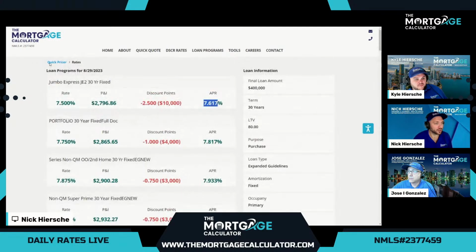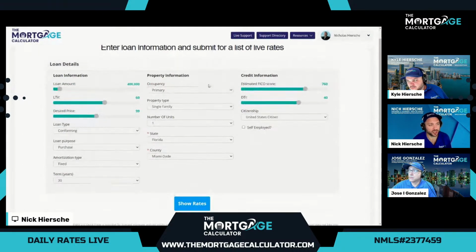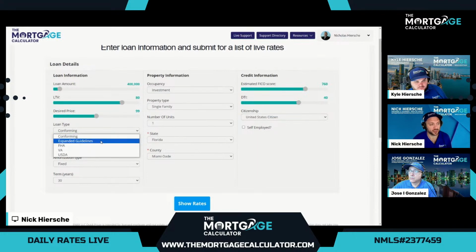Now, before we get into Jose's example, we always switch it up with some investment property live rates. So we love to work with investors, first-time investors, as well as seasoned investors. So we'll set up the same scenario here, 80 LTV, everything else identical. And we'll compare our options for investment properties, starting with conforming conventional. And then we'll check out our non-QM expanded guideline options.